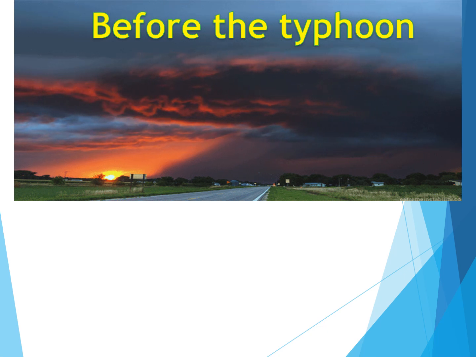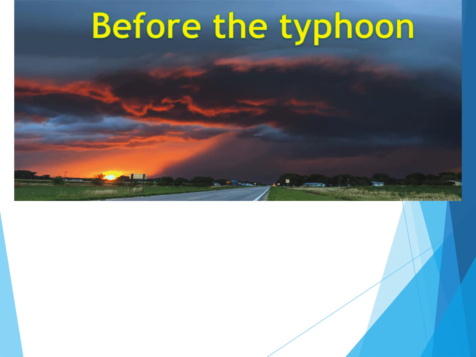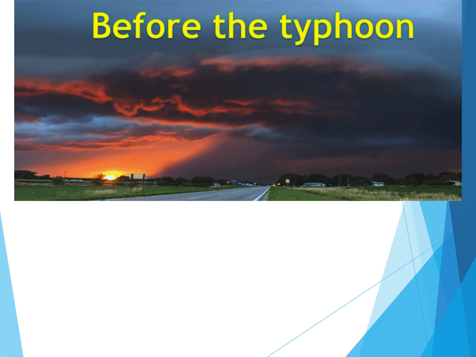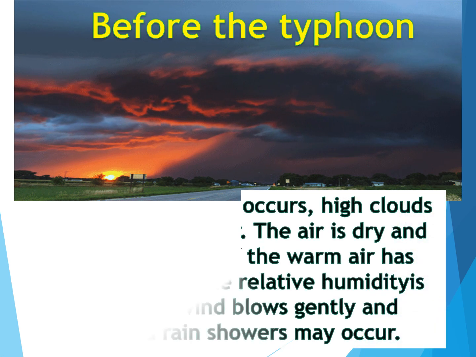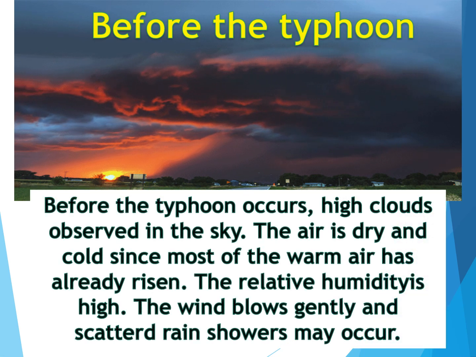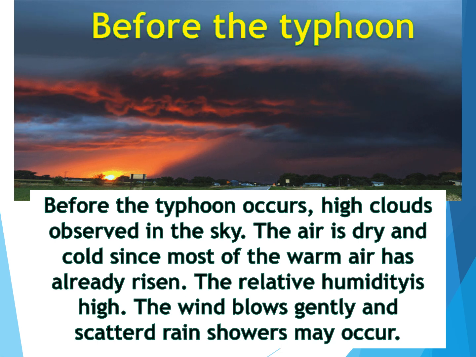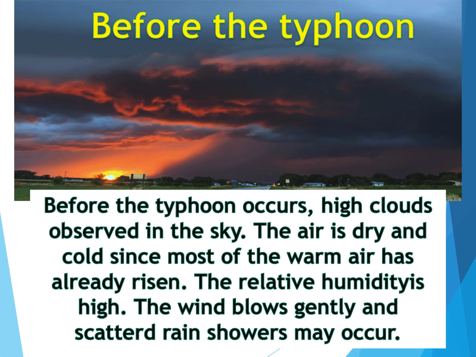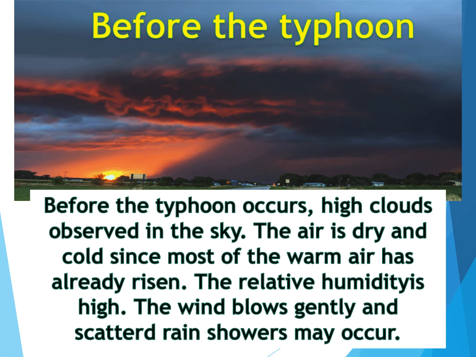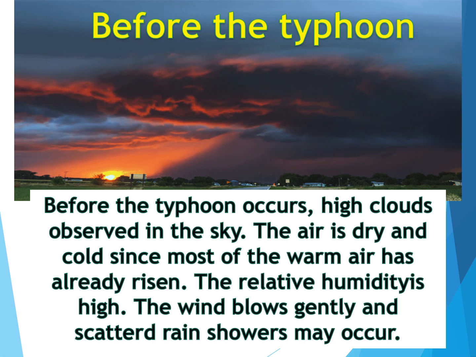So in our previous lesson, we discussed the conditions before, during, and after the typhoon. Before the typhoon, high clouds are observed in the sky. The air is dry and cold since most of the warm air has already risen. The relative humidity is high, and the wind blows gently and scattered rain showers may occur.